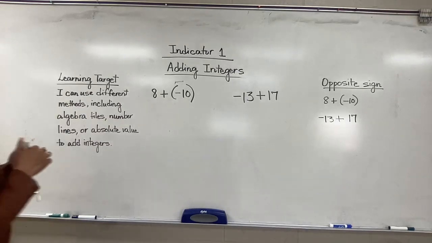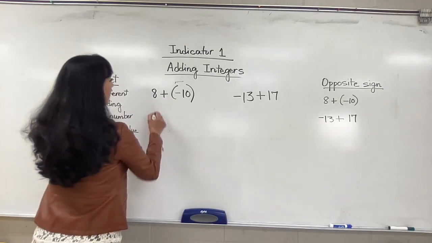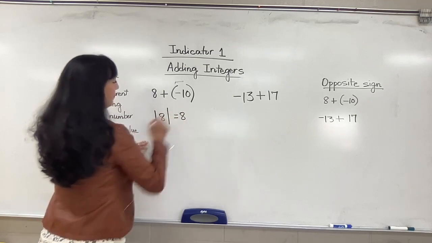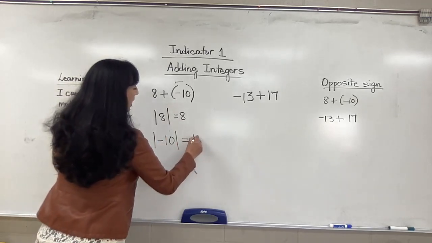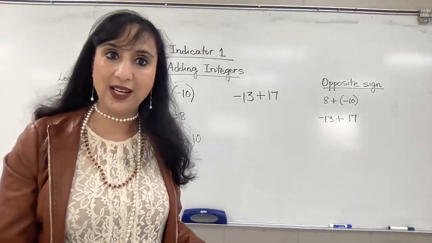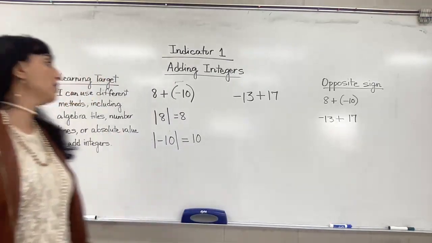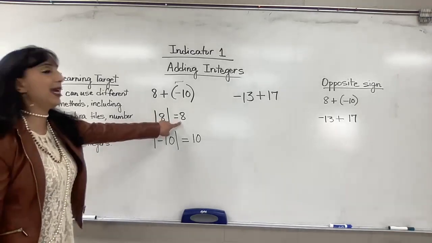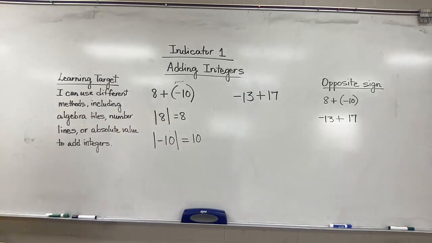So let's look at this one. So absolute value of 8 is going to give me 8, right? And absolute value of -10 is going to give me 10, right? Because the distance of -10 from 0 on the number line is 10. So in subtracting, we are going to take both these absolute values, and then we are going to subtract the lesser absolute value from the greater absolute value, so that we are going to do 10 minus 8 now.